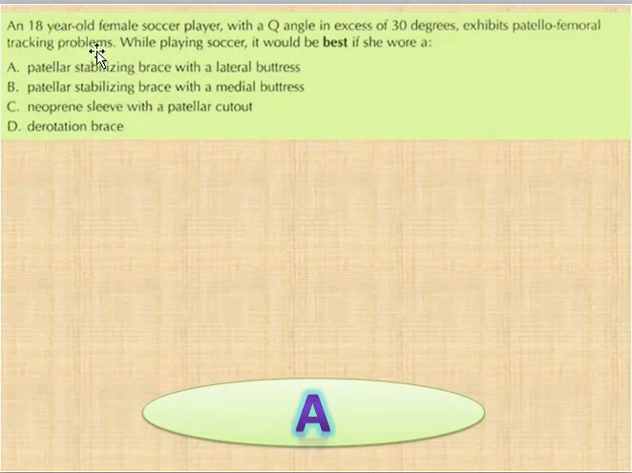अच्छा जी, उसके बाद नेक्स्ट आ जाता है: an 18-year-old female soccer player with a Q angle in excess of 30 degrees exhibits patellofemoral tracking problem. While playing soccer, it would be best if she wore A, a patellar stabilizing brace with a lateral buttress, B, a patellar stabilizing brace with a medial buttress, C, a neoprene sleeve with a patellar cutout, and D, a derotation brace.